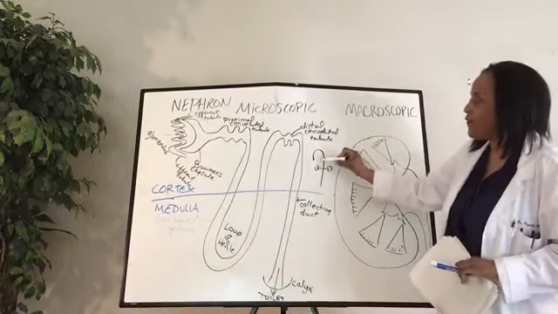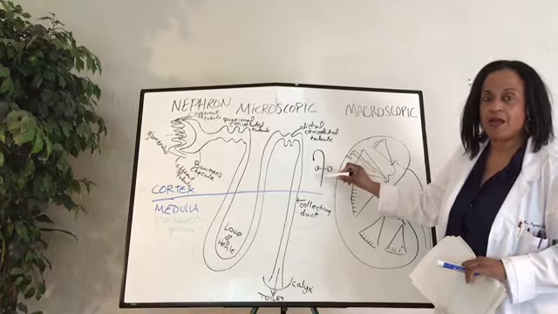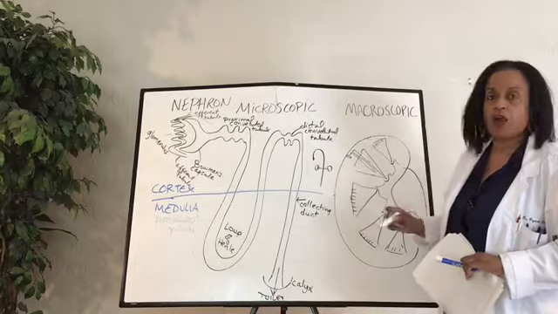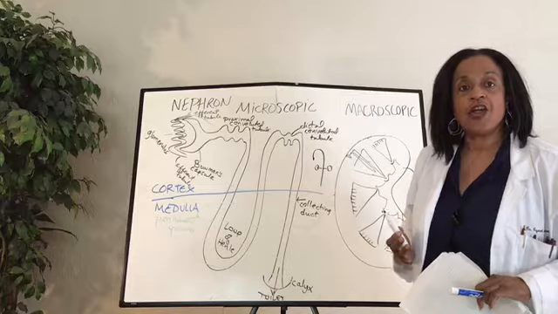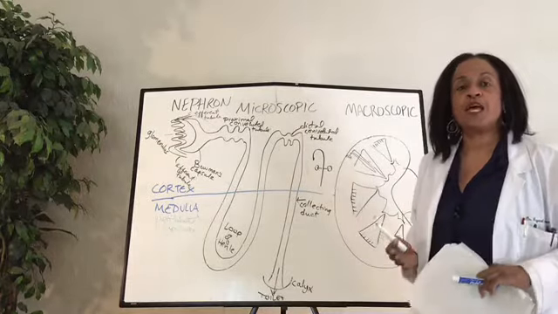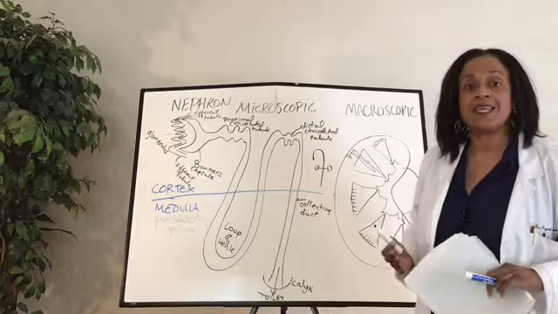Can you imagine the force of the blood coming out of the abdominal aorta, shooting into these renal arteries and then going into the kidneys? When the pressure is higher, the kidneys feel that. So you want to keep your blood pressure on the lower side so you don't damage your kidneys.